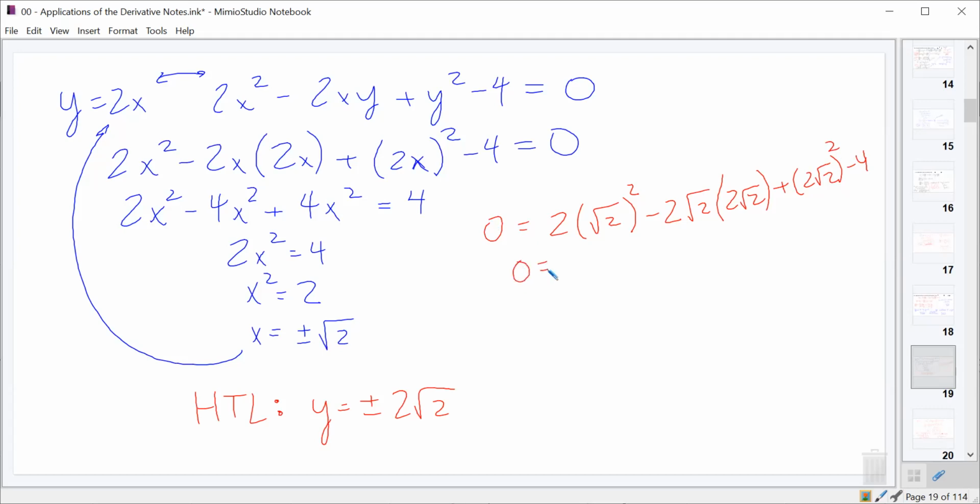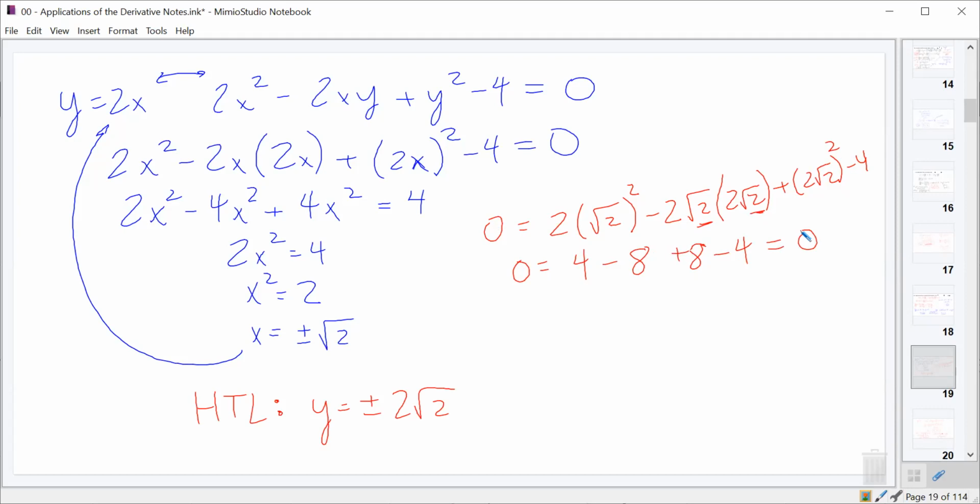And here we've got 0 equals, well, root 2 squared is 2 times 2 is 4. And here we've got minus a 2 times a 2 is 4. And a root 2 times a root 2 is another 2, so 4 minus 8. And then here, 2 root 2 times 2 root 2 is also 8. And then minus 4 equals 0. So it looks like that worked out.